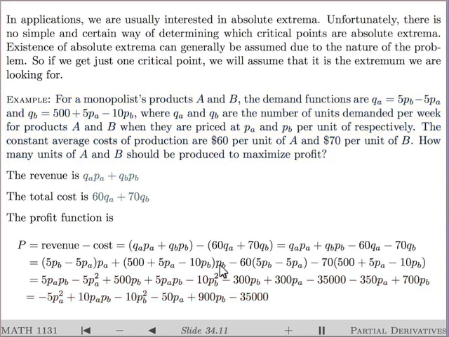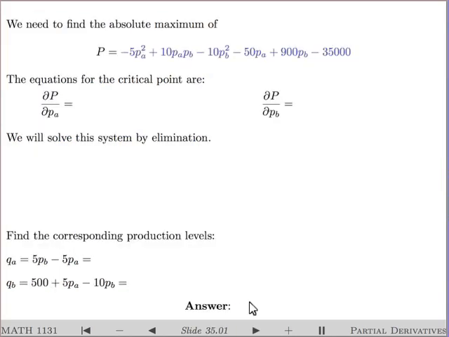Now we will find its critical point. Find the derivative with respect to PA and PB. So let's do the derivative with respect to PA first. From the first term, minus 5PA squared, by the power rule we get minus 10PA. The second term I have minus 10PA PB. So it's PA times 10PB, which is like a constant when we differentiate with respect to PA. So derivative is 10PB. There is no PA in the third term, so I get just 0.